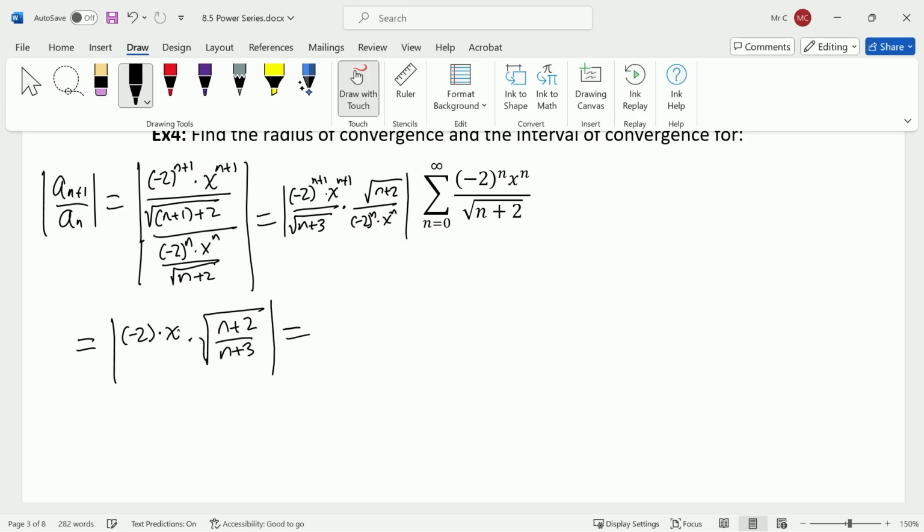The absolute value of negative 2 is 2. We don't know if x is positive or negative, so we have to leave it in the absolute value symbol. And this square root is certainly positive. So now I can compute my limit. My limit as n goes to infinity of this thing, it's going to look like the following.